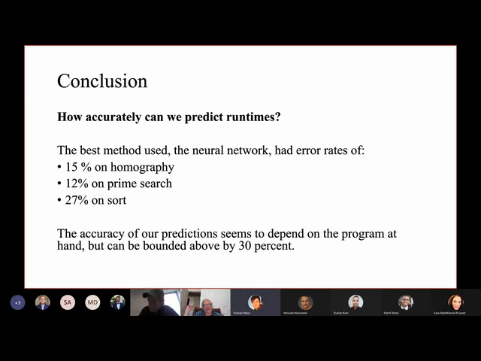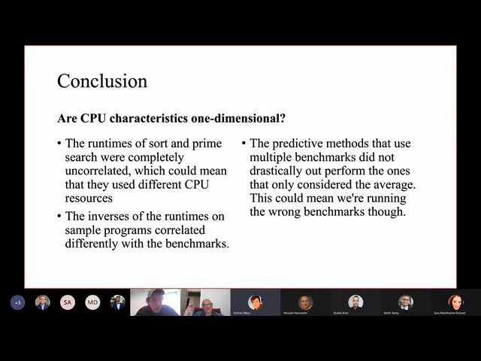And so to answer the question, how accurately can we predict runtimes? It seems to depend a lot on the program we're trying to predict, but we've found it can be bounded above by 30%. And to answer the question of whether CPU characteristics are one-dimensional, we don't get a lot of benefit from considering more than one benchmark. And so it's unlikely that this is the case.